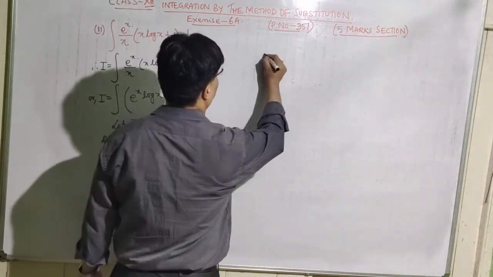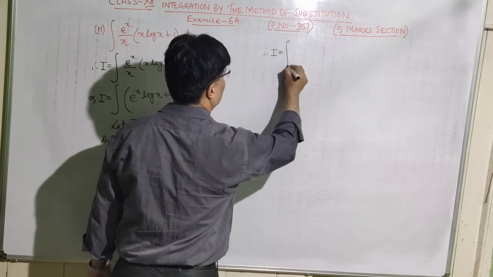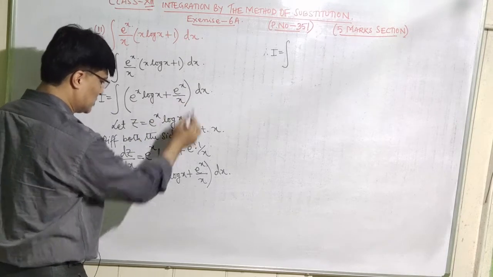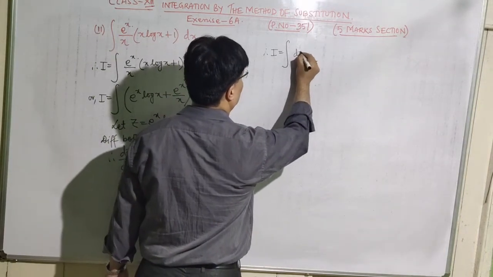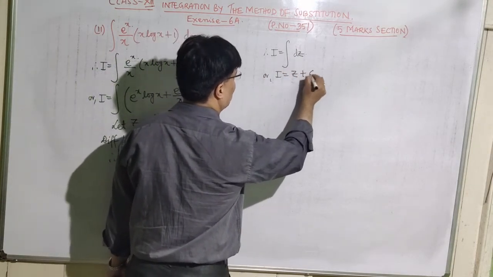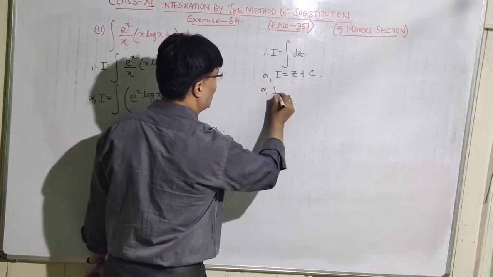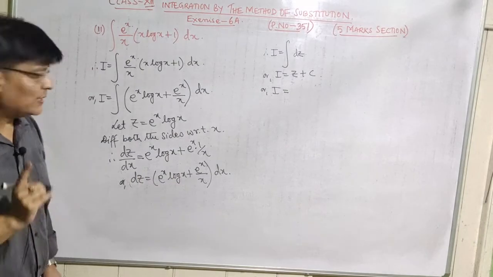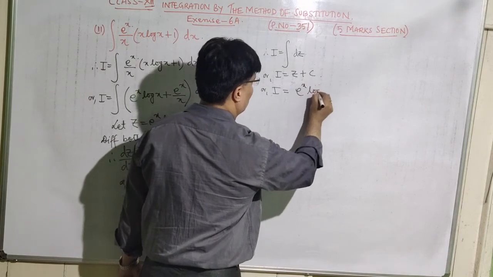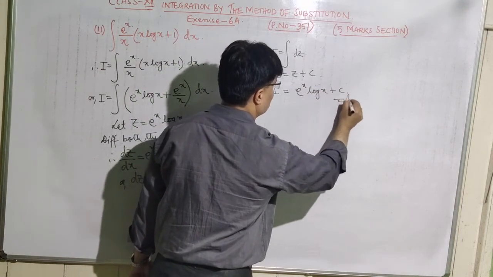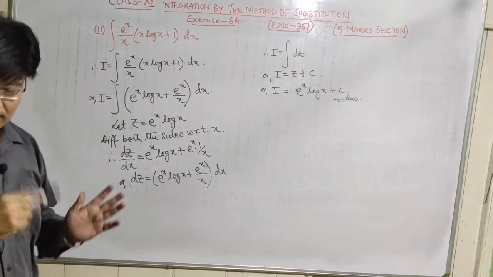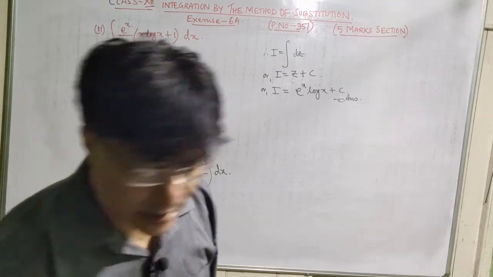So therefore what is I? I is equal to the integral of e to the power x log x plus e to the power x upon x, dx, which is dz. So let us write here dz, or I is equal to z plus c. Now you can put the value for z. Actually, what was z? e to the power x log x. So I is equal to e to the power x log x plus c. So this is the final answer. I think you have understood it. So you can copy it. Now we'll do the next question.